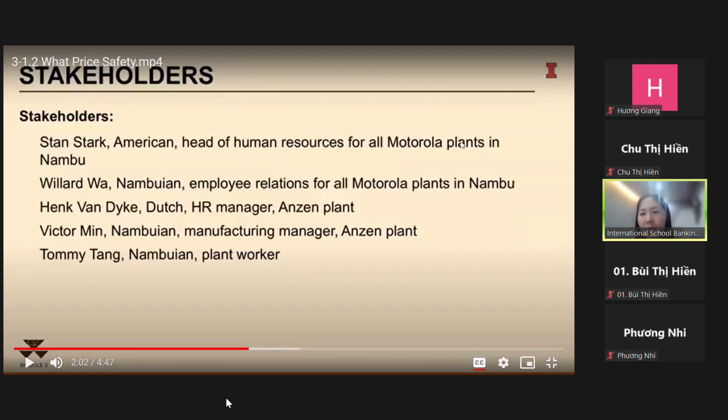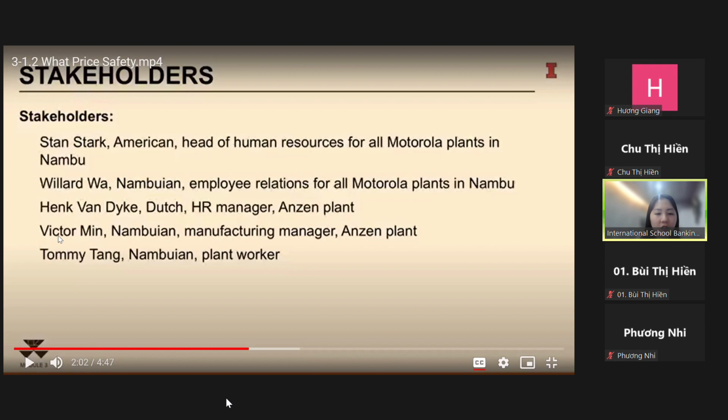Okay, so we have the wood right here, plant. Plant here is not the tree. Plant here is the branches, the subsidiaries, the local firm that belongs to Motorola. So Stan is the manager of all small divisions in Nambu. We don't have to care about these two guys. Not very important.